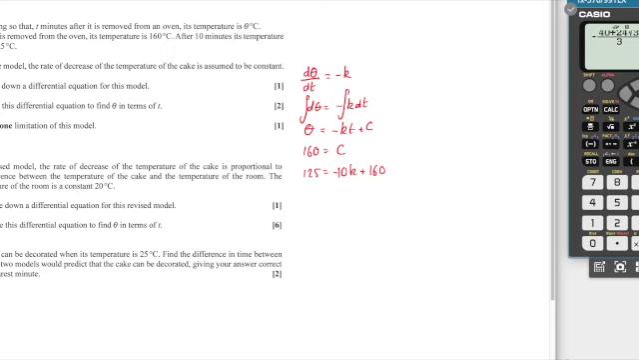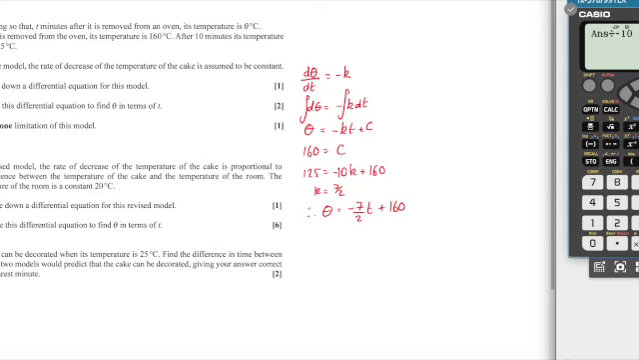So 125 minus 160 is minus 35, divided by minus 10 gives me minus 3 over 2, or minus 3.5, sorry. So k is 7 over 2. So this is theta is minus 7 over 2 t plus 160.